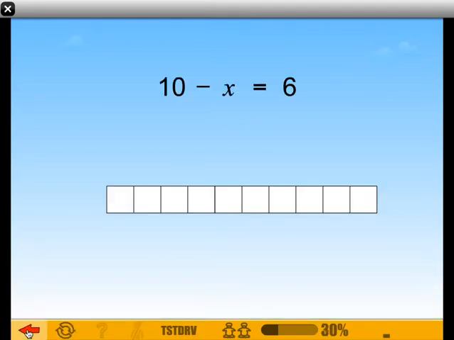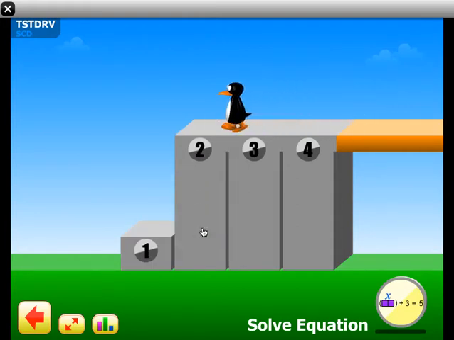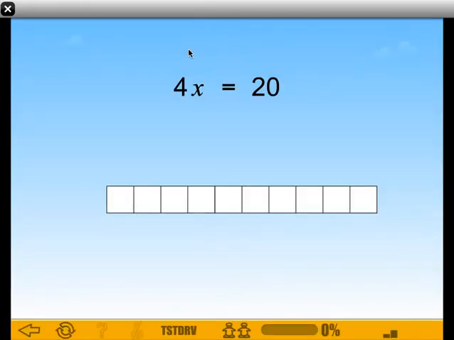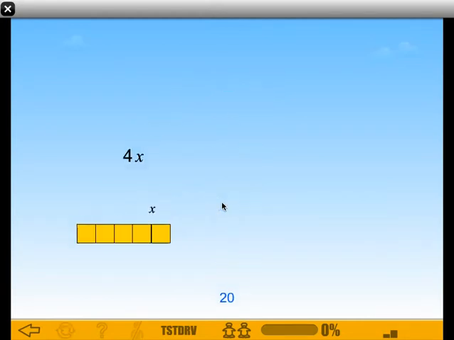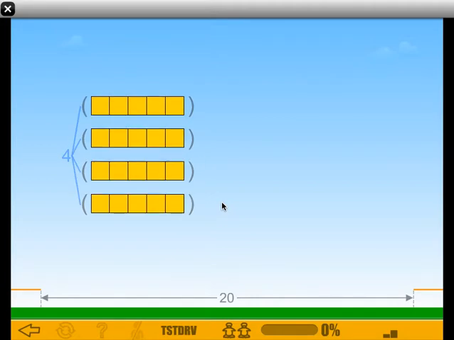Okay, let's back on out, and we're going to go up to the second set of activities. You'll notice that we have 4 times x equals 20. So 4 times some value of x: 4 times 1 is 4, 4 times 2 is 8, 4 times 3 is 12, 4 times 4 is 16, 4 times 5 is 20. So that tells us that we can solve the missing value through division.